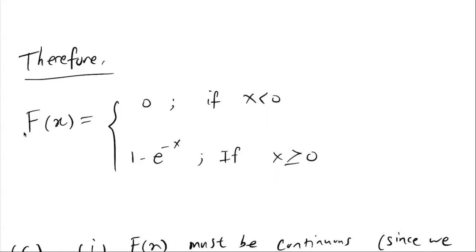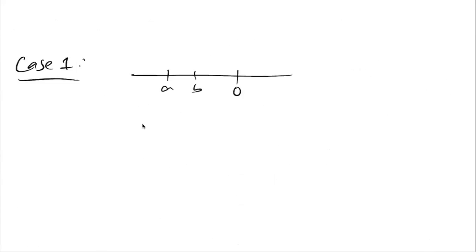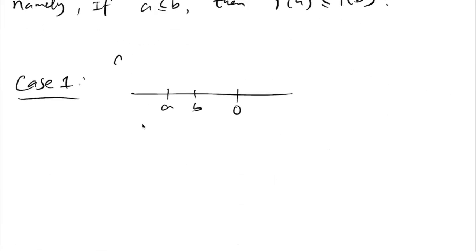We're talking about capital F here. Capital F formula changes at 0. So that's why I'm comparing a and b with 0. If a and b are both less than 0, then F of a and F of b are both 0, according to this formula. So case one, a is less than or equal to b, less than or equal to 0. Then we can say that capital F of a is 0, which is less than or equal to capital F of b, which is also 0.